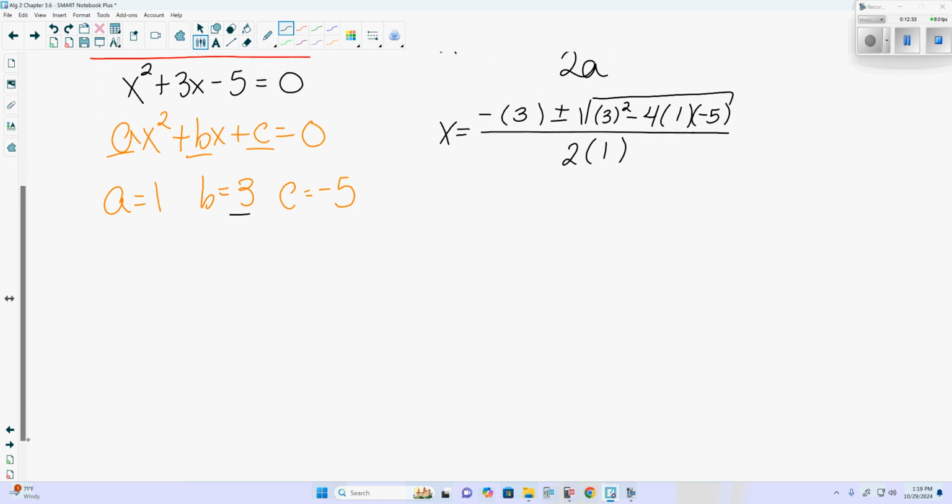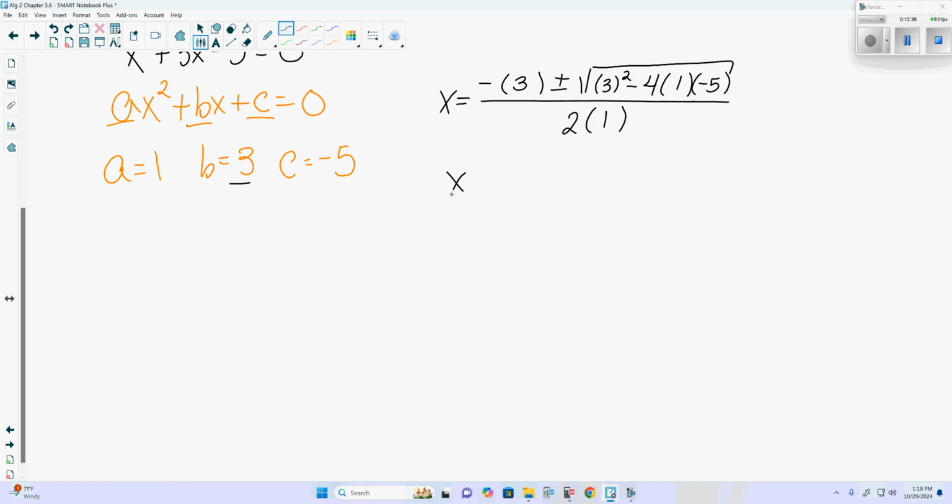Now at this point, we need to simplify. Some of the simplifying steps we're going to be able to do in the calculator. Some of them we really won't need the calculator at all. First one we have is negative, parentheses 3 parentheses. Well, that's just what? So this first part is just negative 3. Plus or minus. We're going to deal with what's inside the square root in a minute. But the denominator, 2 times 1 is what? 2. So we can deal with the denominator and our negative 3 first, because our negative 3 is just negative 3, and 2 times 1 is 2.